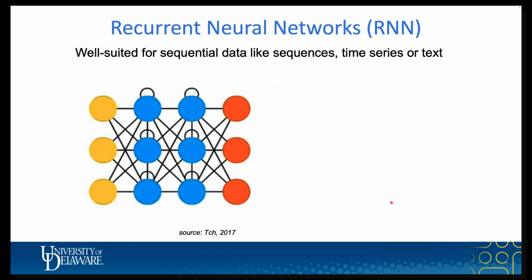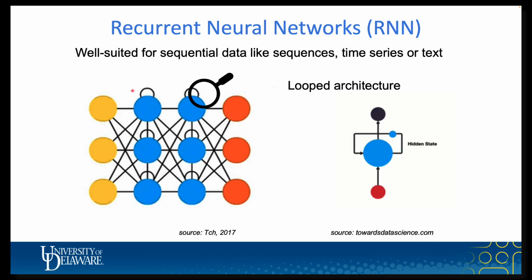Recurrent neural networks are well suited for sequential data, like sequences, time series, or text. They have this loop architecture that allows them to carry information from previous steps forward, capturing some temporal dependencies. These looped networks are called recurrent because they perform the same operations and computations for each and every element in the sequence of input data. The recurrent neural networks have memory to capture information from past sequences. However, they are unable to remember information over many time steps.